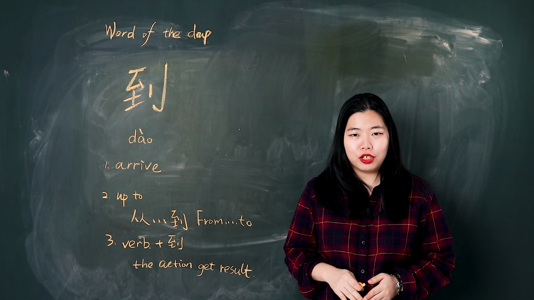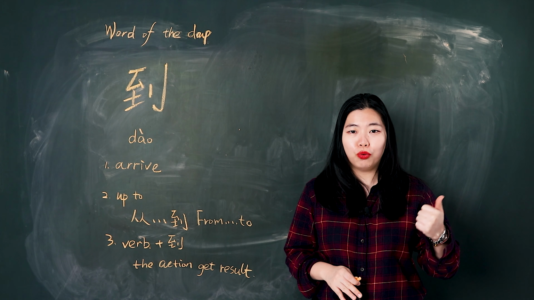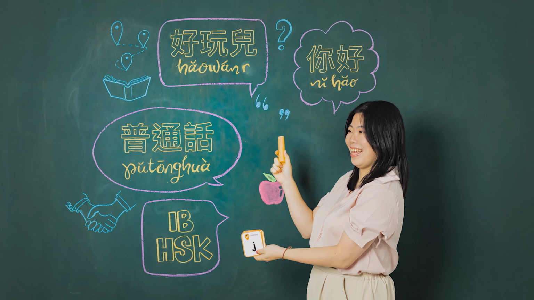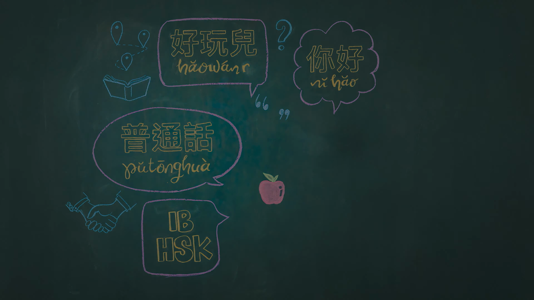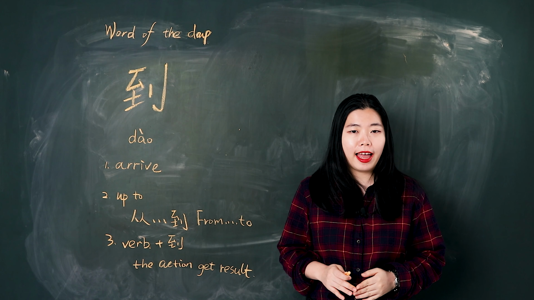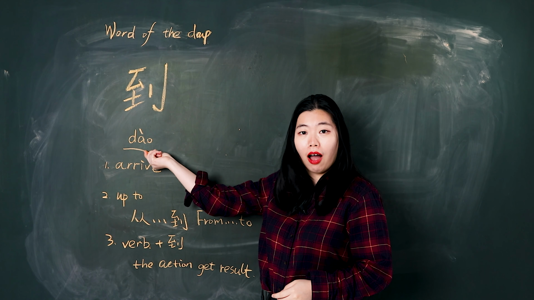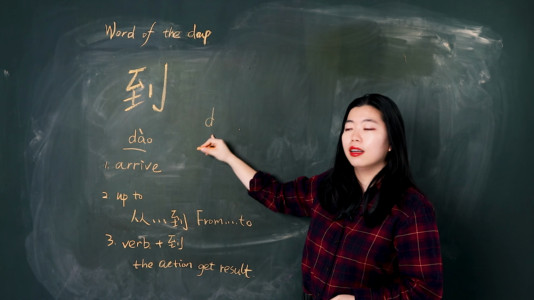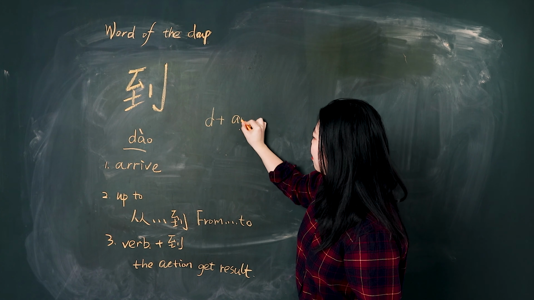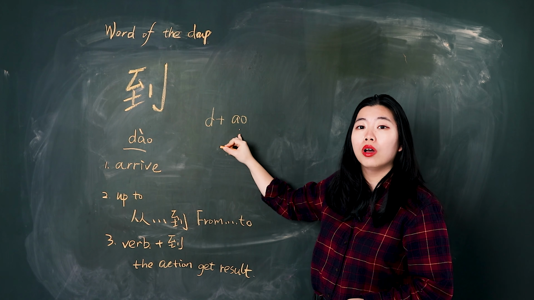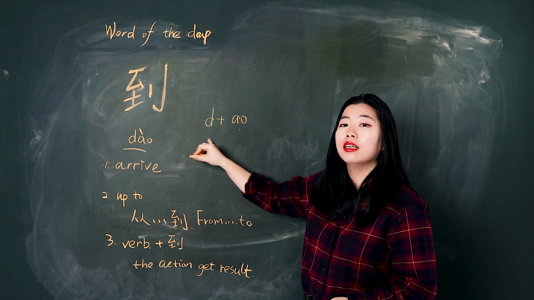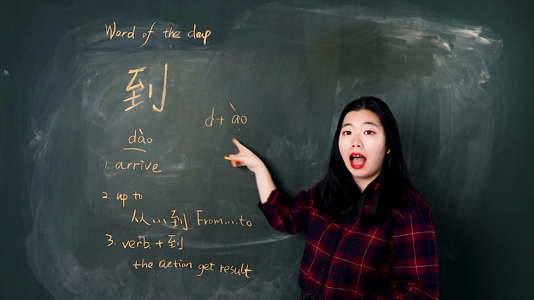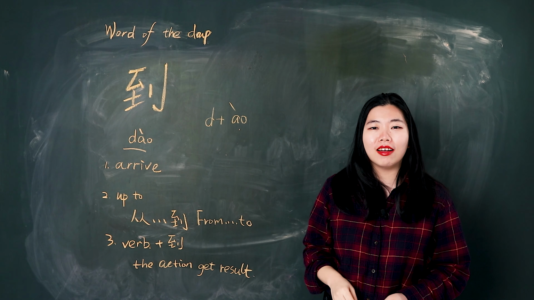In this video, I will teach you how to pronounce it, how to write it, and how to use it. First, let's read together. 到, dào, 到. 到 and first tone. 到. Very good. Now let's write it.